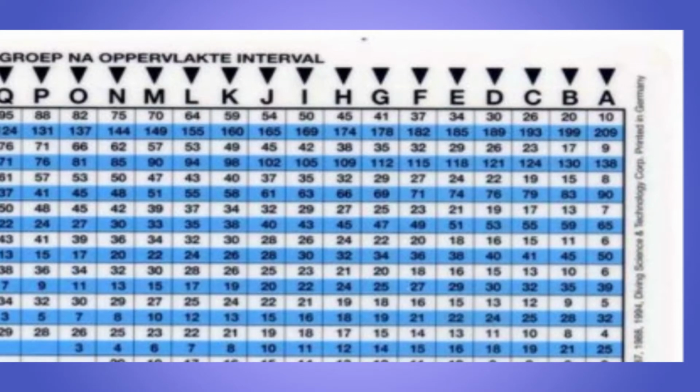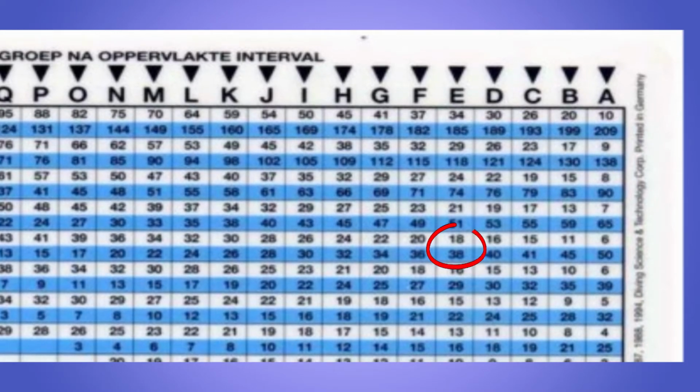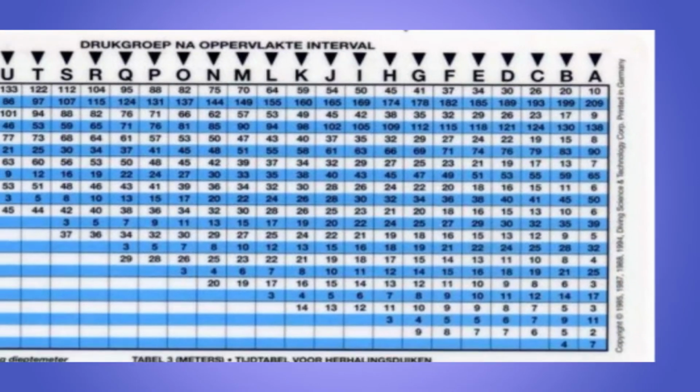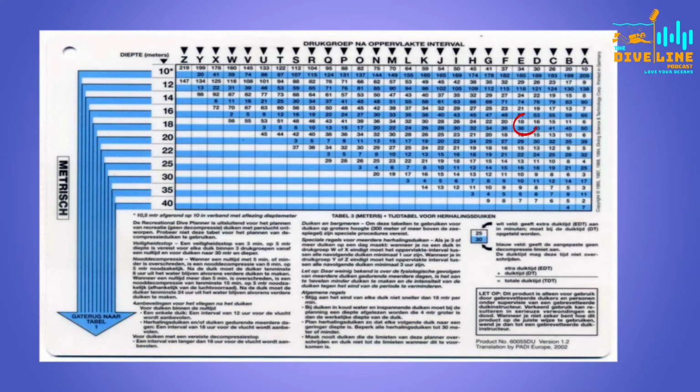In the white box is a figure of 18. This is 18 minutes of residual nitrogen that's still in your system that needs to be accounted for and added to the next dive. In the blue box is 38 minutes. This is the maximum dive time allowed when added to the 18 minutes residual nitrogen in the white box. That gives a maximum dive time of 56 minutes, and this shouldn't be exceeded.